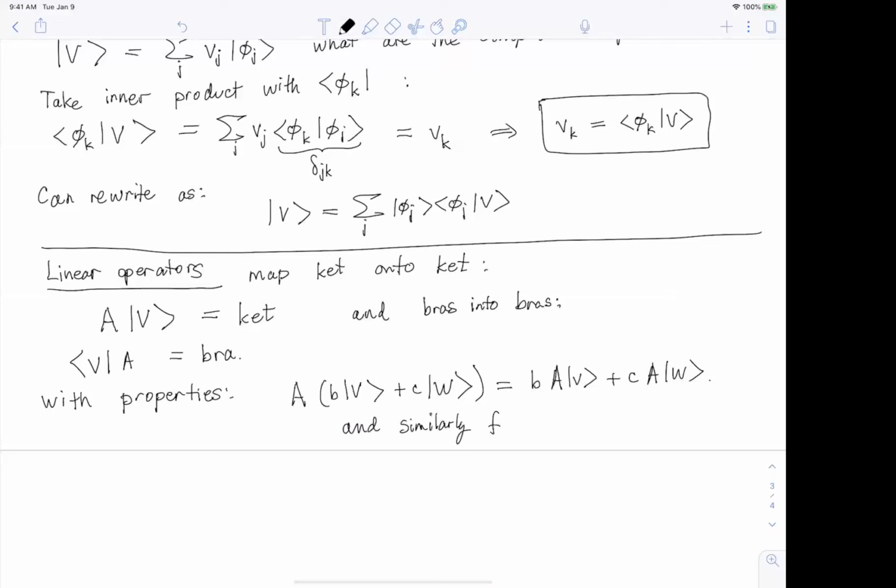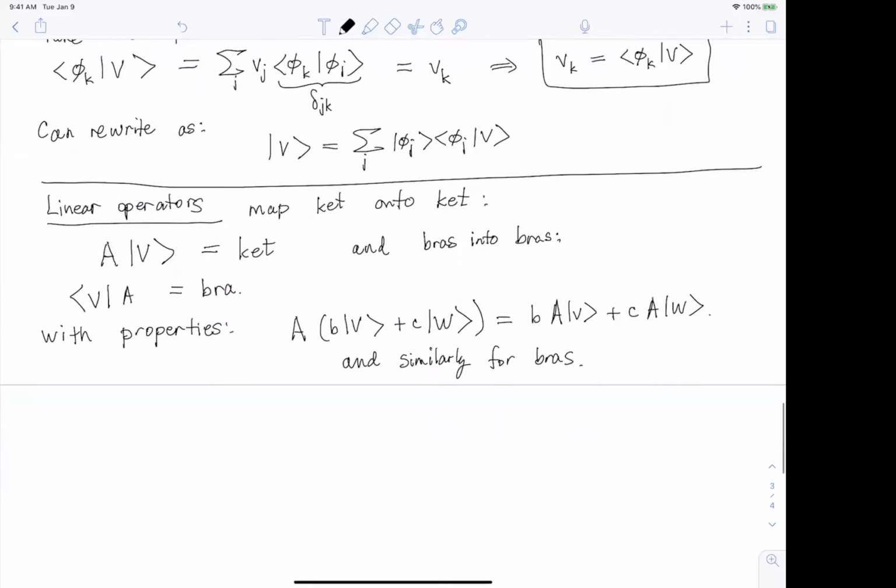Professor? Mm-hmm. Just wondering, this may just be a technicality, but when you say mapping a ket onto a ket, as opposed to mapping a bra into a bra, is there a mathematical difference between the two? Not at all. That was just me being sloppy. Okay. All right. Thank you. Yeah, I'm not super mathematically precise in this class.